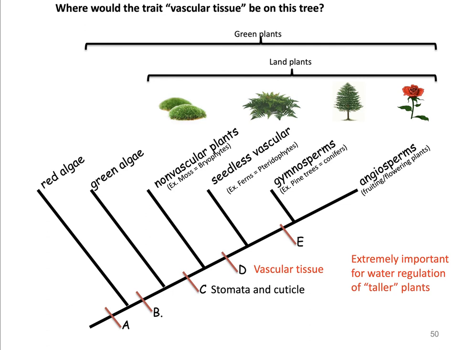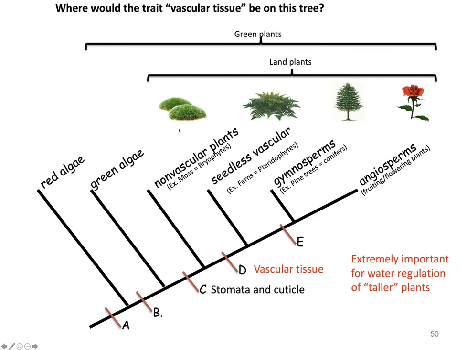All right, if you said D, vascular tissue would go here, you would be correct. So remember, we've got the green plants here that include green algae and everything up. And then we've got the land plants here that includes the non-vascular plants like bryophytes, the seedless vascular plants, the gymnosperms, and then the angiosperms, okay? And so when we talk about non-vascular plants, seedless vascular plants, gymnosperms and angiosperms, it's only this group, the gymnosperms and the angiosperms, so the ferns, the pine trees, and the flowering and fruiting plants that have vascular tissue.